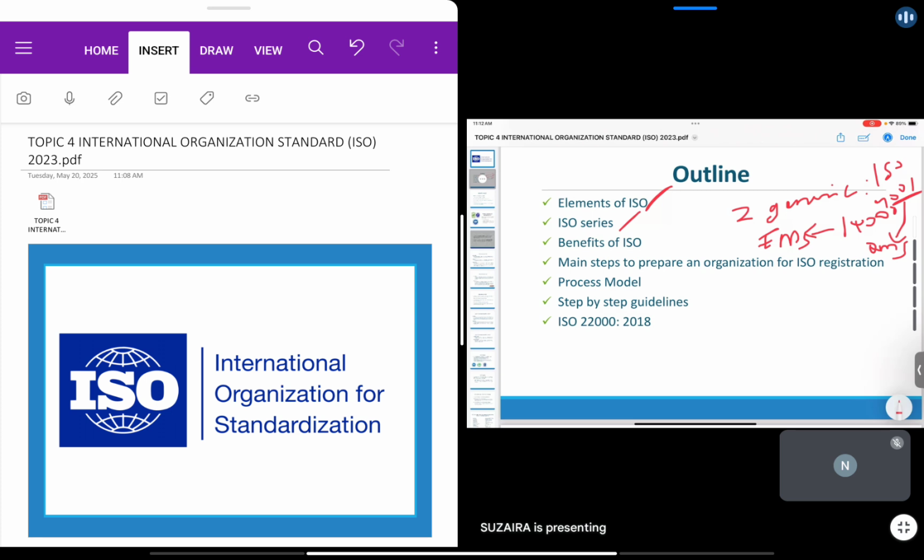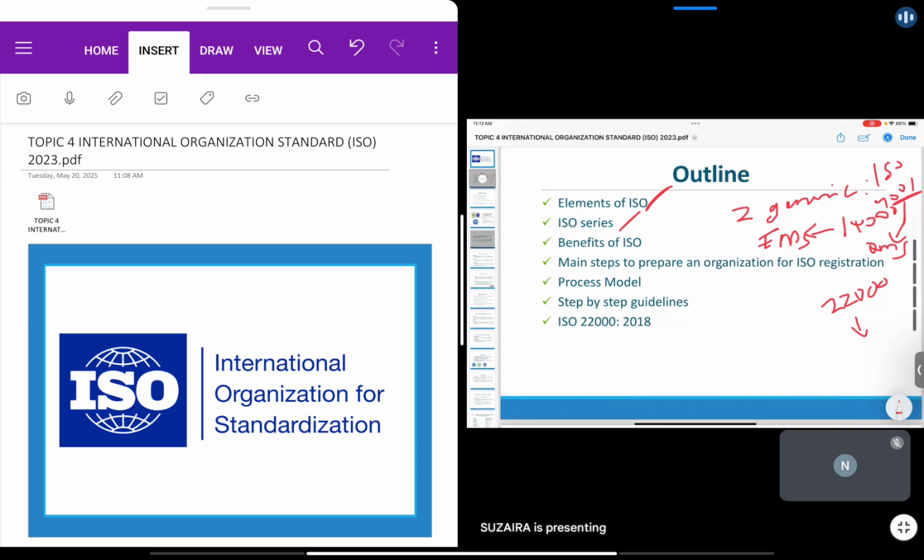And we also have another one which is 22,000. This 22,000 is focused on the food safety management system. Where we're going to look into what elements are involved under the food safety management system, but more focused on the food industry, right?